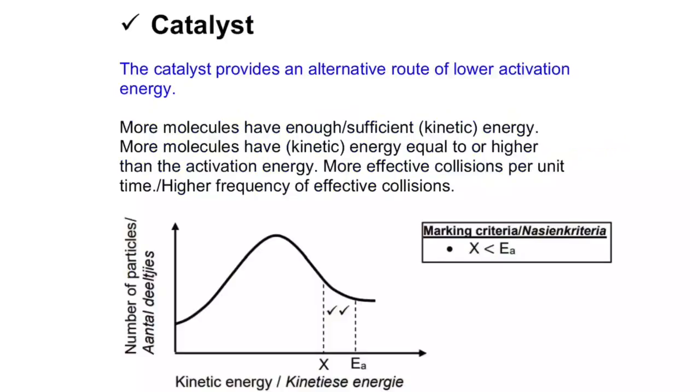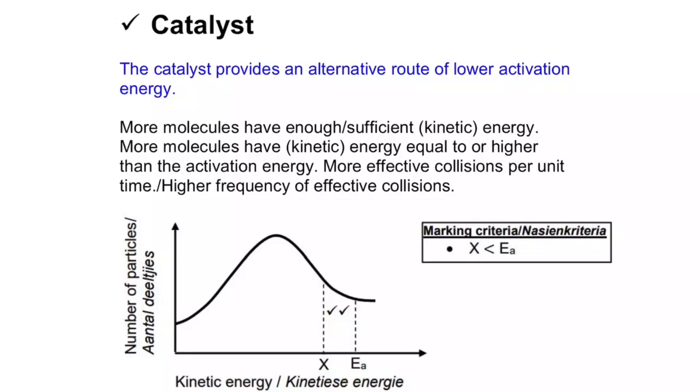The last factor that affects the rate of reaction is a catalyst. The catalyst provides an alternative route of lower activation energy, right? And then because now the activation energy has been lowered, more molecules have sufficient kinetic energy. That is, the kinetic energy is equal to or greater than the activation energy, and more effective collisions per unit time will therefore occur.